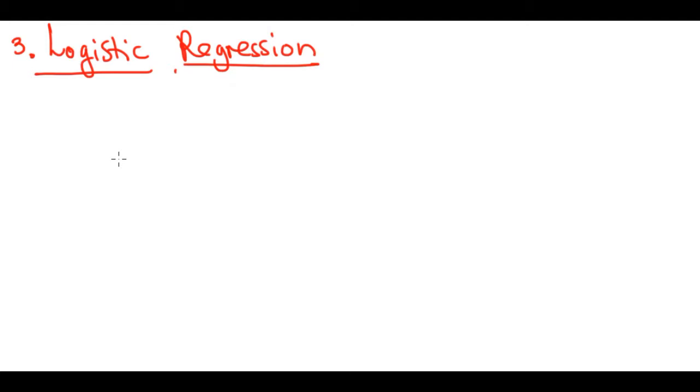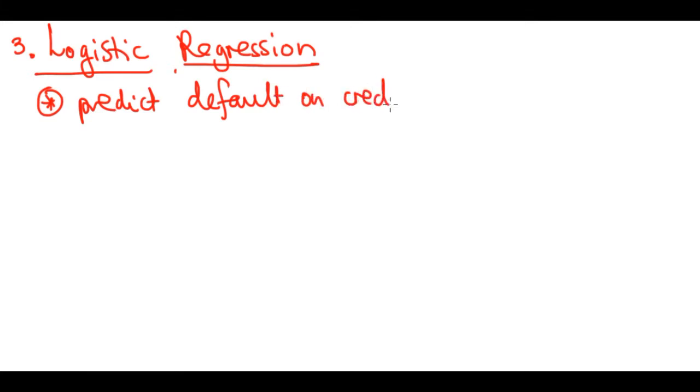So the example that we're going to use here is predicting default on credit cards. So whether someone is going to default on their credit card payments, right? And defaulting on the credit card payments takes one of two values, right? It's either going to be a yes, the person is going to default, or no, they are not going to default, right?